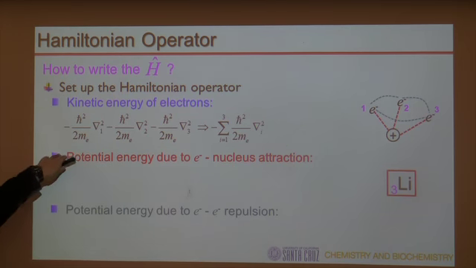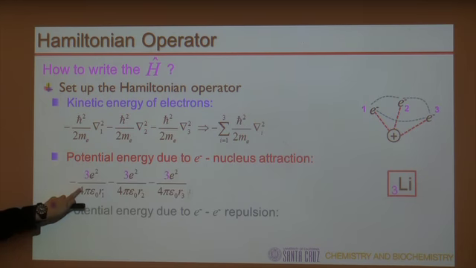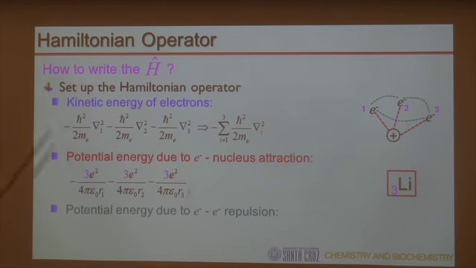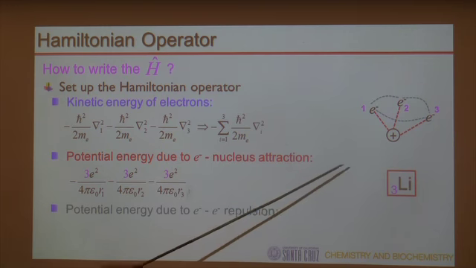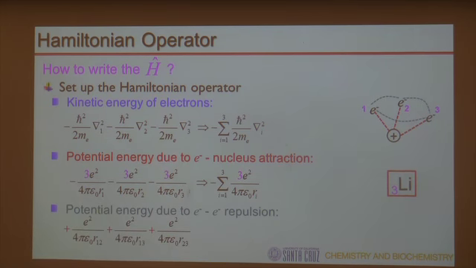Next term, potential energy due to electron-nucleus attraction. We know the attraction term, I also told you, something like that, right? From Coulomb's law. And here we only need to substitute Z equals 3, because here the atomic number is 3. And again, we can use the summation sign to simplify our expression. And repulsion, right, with 3 things. So this is straightforward. Again, if we have the sodium atom with 11 electrons, we also want to use the summation sign to simplify it.